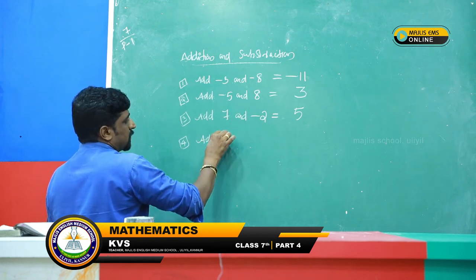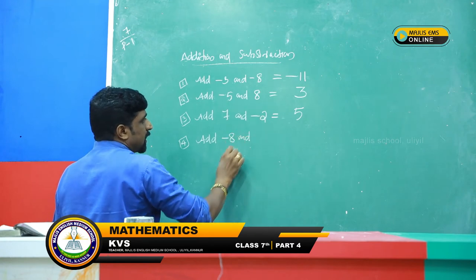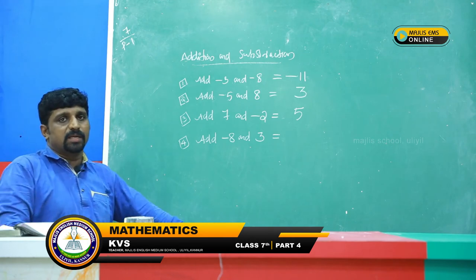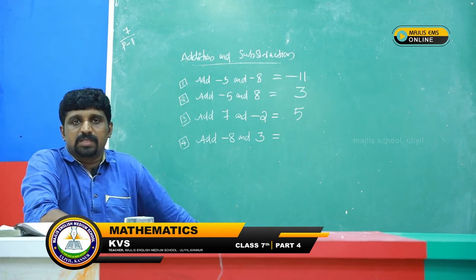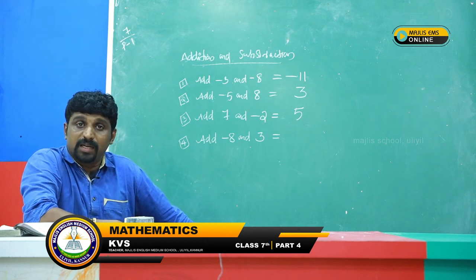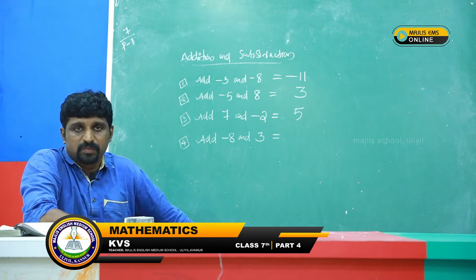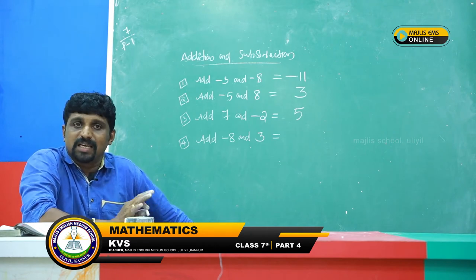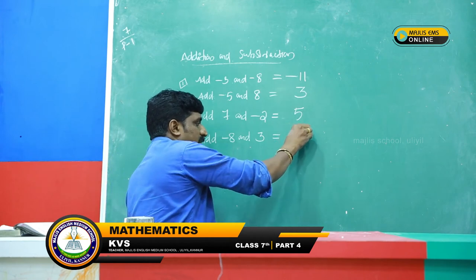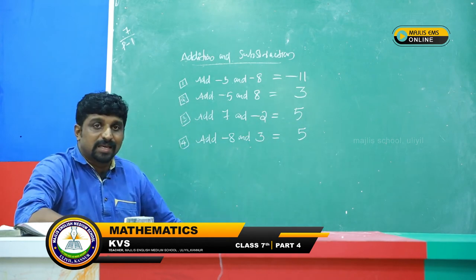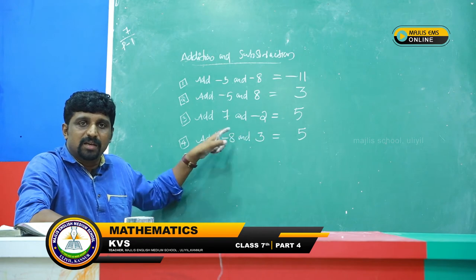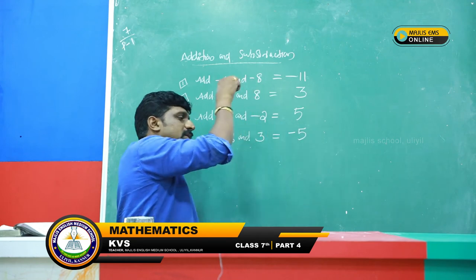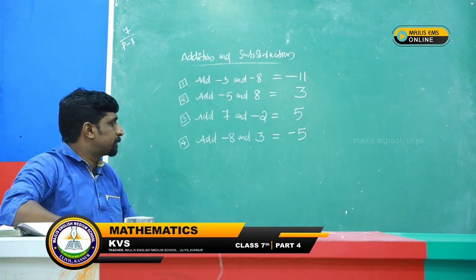Then add minus 8 and 3. Here the numbers are 8 and 3. One is negative and the other is positive. First find the difference of 8 and 3, the answer is 5. After that, check the greater number: comparing 8 and 3, 8 is the greater one, with the negative sign. Therefore, the answer is also negative, negative 5. Okay.